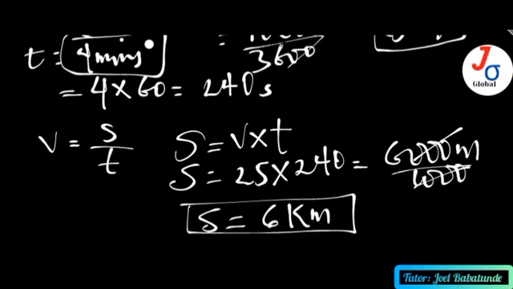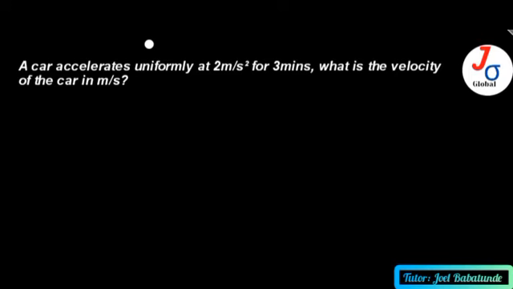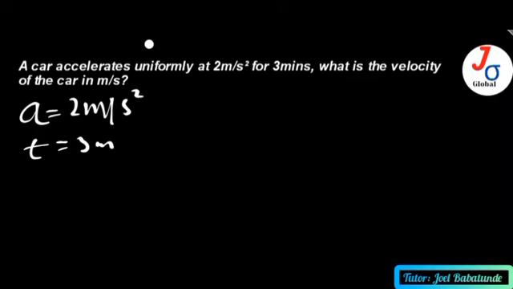So let's take another example. A car accelerates uniformly at 2 meters per second squared. A equals 2 meters per second squared. And it does that for 3 minutes. That's the time, 3 minutes. What is the velocity of the car in meters per second?